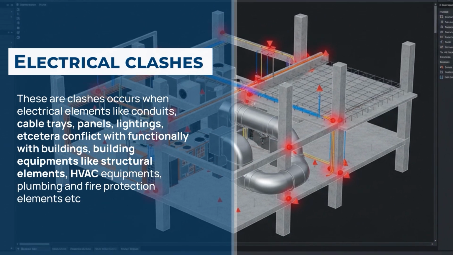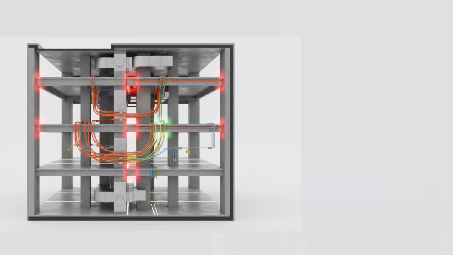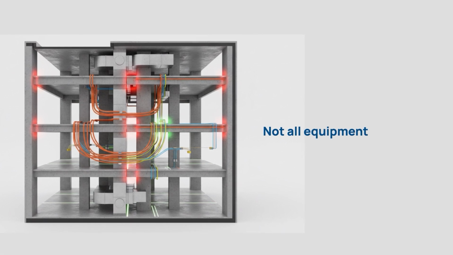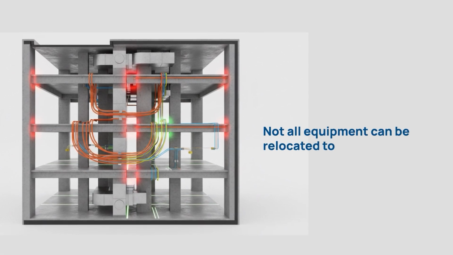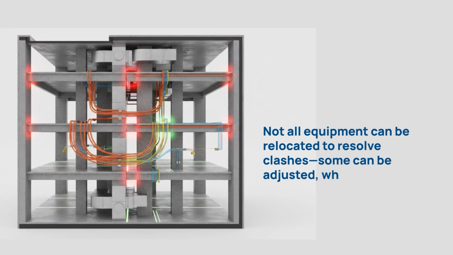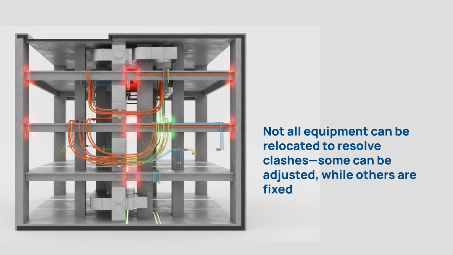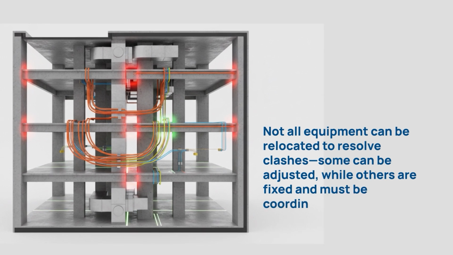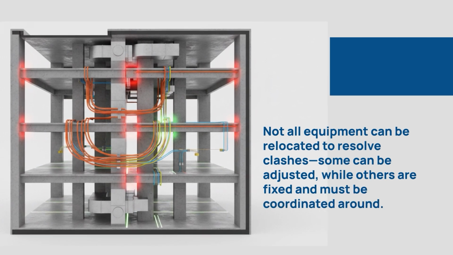So what do we do if we have clashes? We try to move the equipment from one place to another. Is there any chance of moving all the equipment? No. There are different types of equipment which can move, and there are also different types of equipment we can't move. Let us see what are mobile equipment and what are non-mobile equipment.